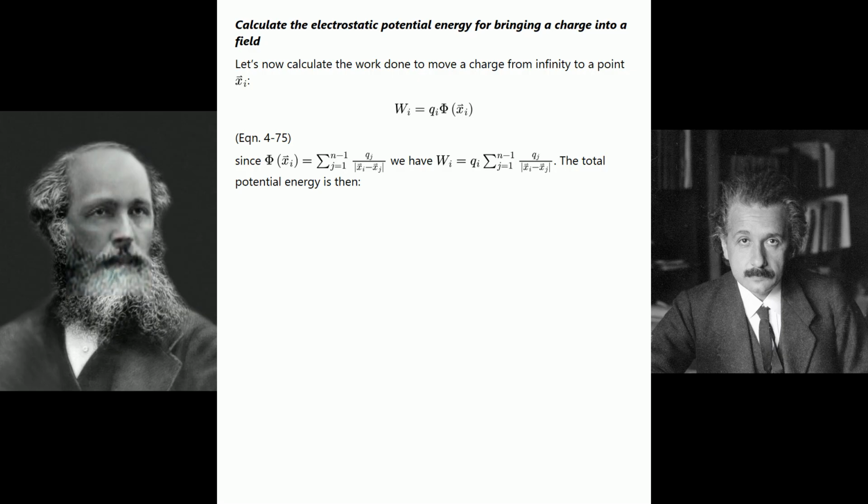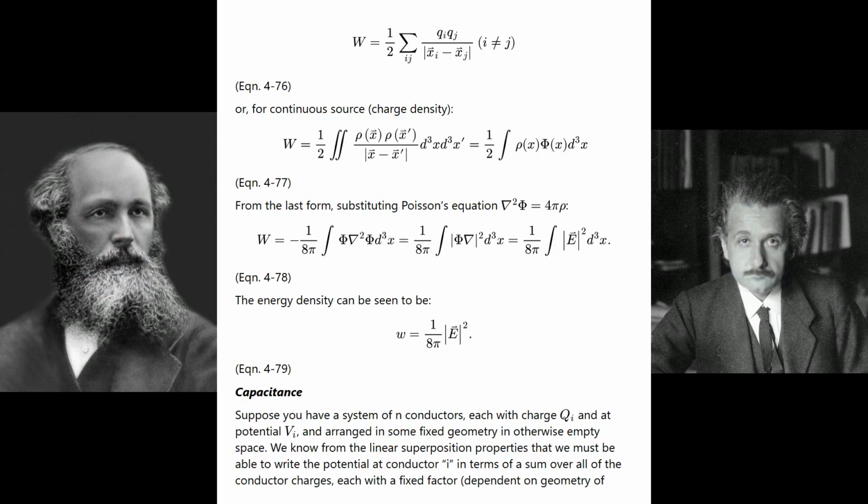q sub j over the absolute value of x sub i minus x sub j, we have w sub i equals q sub i times the sum from j equals 1 to n minus 1 of q sub j over the absolute value of x sub i minus x sub j. The total potential energy is then Equation 4-76.